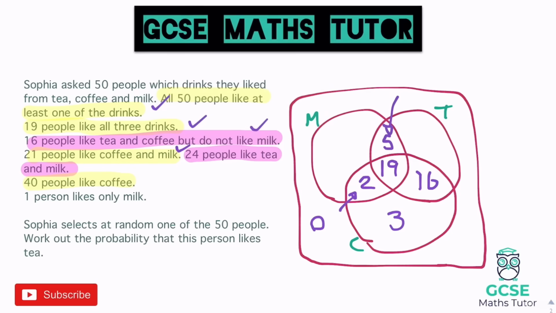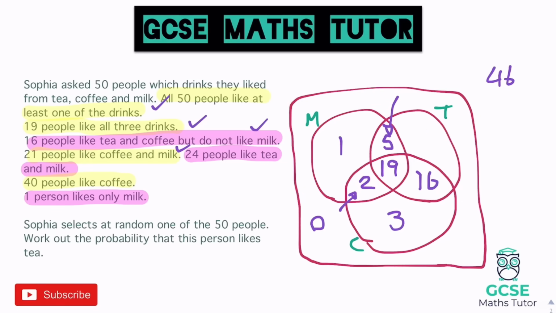Next one, this one's a nice easy one to finish. We've got 1 person likes only milk. So in the milk, we've got 1 person, and then we're given no more information. But there is this missing number here in the T. Now just remember, it did say in the question that she has 50 people. So if we add up all the numbers we've got 1 plus 5 plus 2 plus 19 plus 16 plus 3. And all of that adds up to make 46. And in total, we have to have 50 people in our Venn diagram.